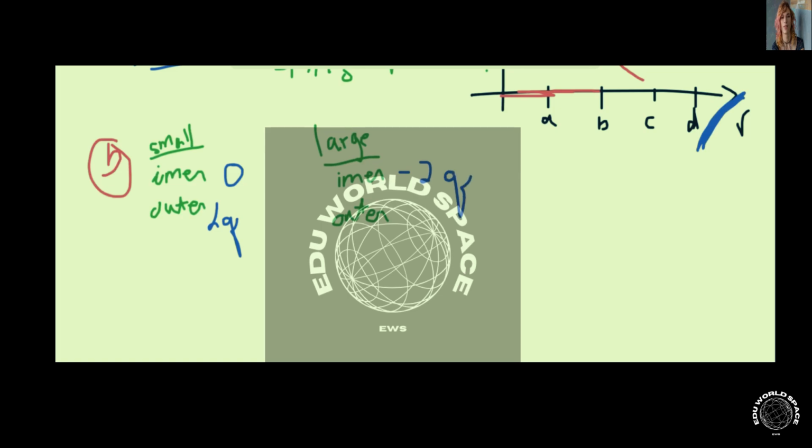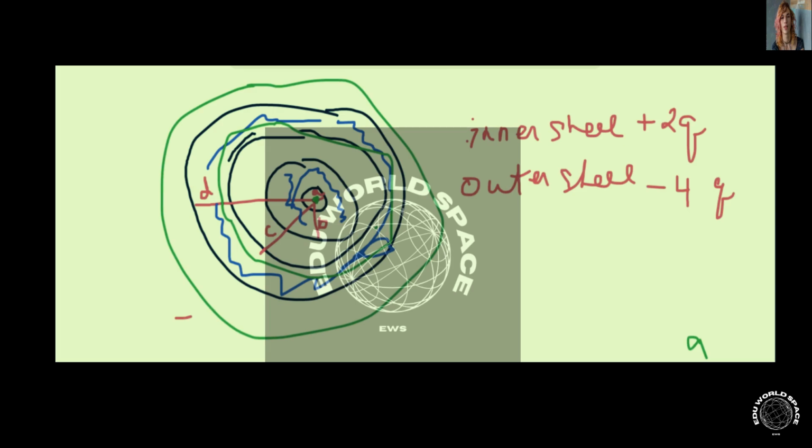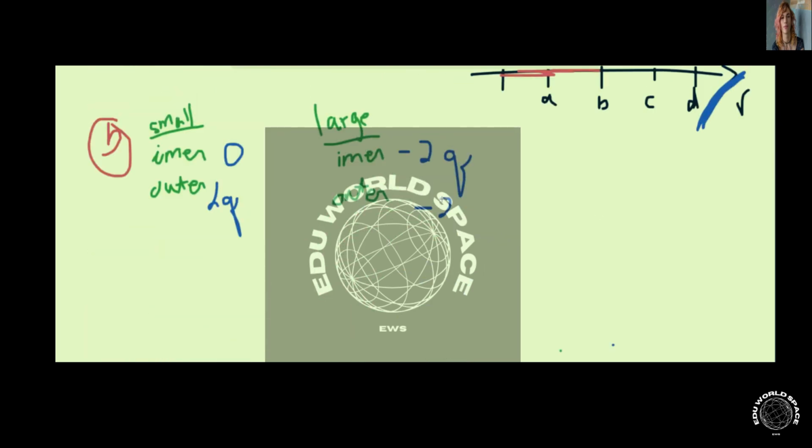Okay, and then what about on the outer surface? Well, on the outer surface, all that you have to do is think about, okay, well, there's minus 2q right here. What has to be out there? Minus 2q. That's the only way for the net charge to be like this. So it has to be minus 2q. There we go.